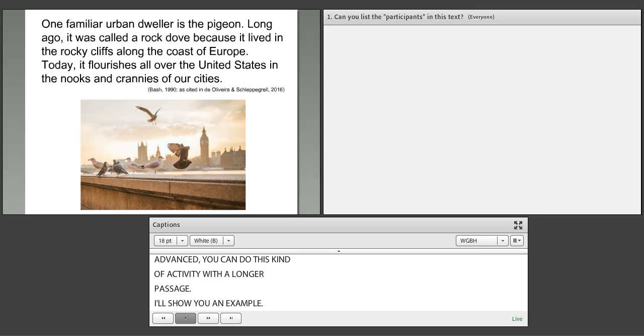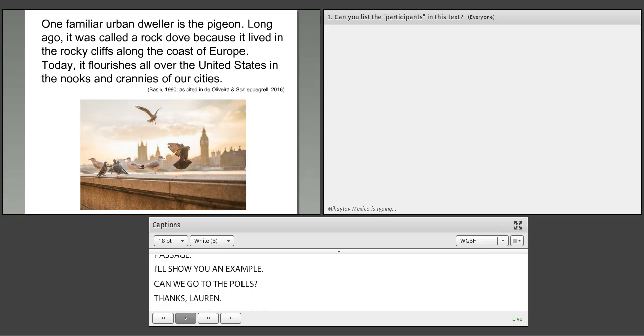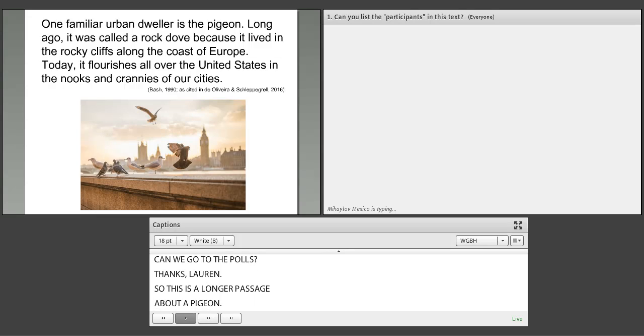Thanks, Lauren. So this is a longer passage about a pigeon, which is a kind of bird that you see in this photo. I'm going to read the passage, and then as I'm reading, can you list the participants that you hear in the text box, in the chat box?